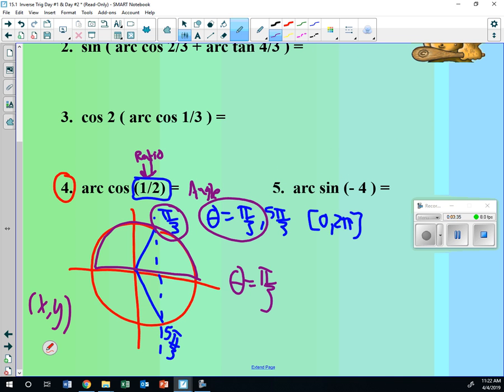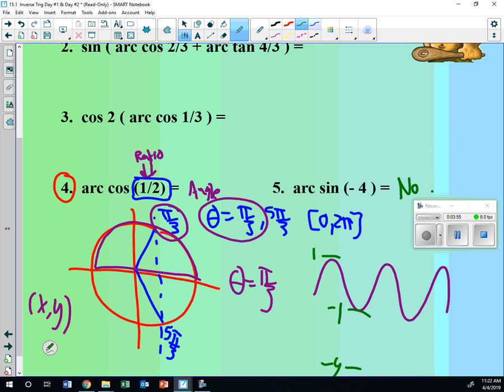Arc sine of -4. Here's the sine curve. How high did it get to? 1. How low did it get to? -1. Did it ever get down to -4? No. So what's this answer? No answer. Or undefined, that's fine. It just doesn't exist. Try it in your calculator. Inverse sine of -4. It'll say error, right?